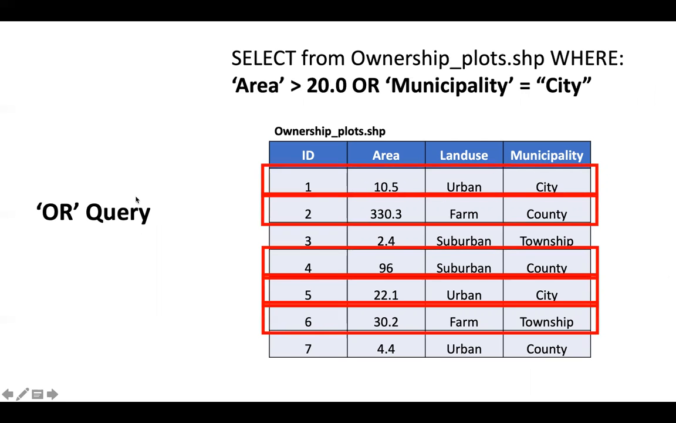In this OR query, we're selecting from our ownership plot shapefile where the area is greater than 20 or our municipality is equal to city. What this means is that, for instance, here, our area is less than 20, but our municipality is city, meaning that this whole row gets selected.